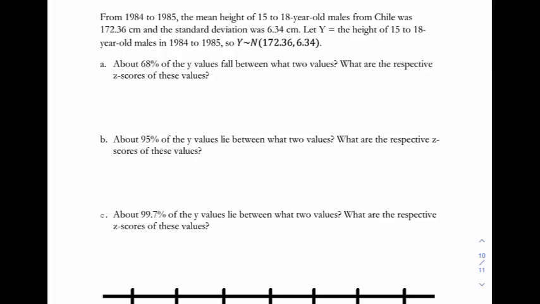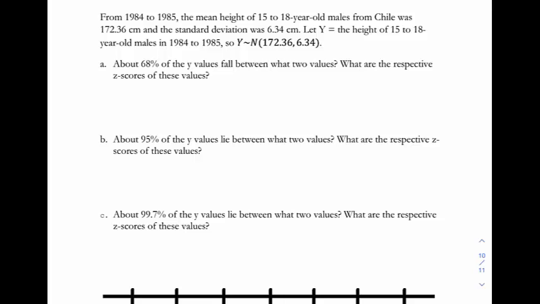Okay, in this example for section 6.1, the standard normal distribution, it says from 1984 to 1985, the mean height of 15 to 18-year-old males from Chile was 172.36 centimeters with a standard deviation of 6.34 centimeters. Let y be equal to the height of a 15 to 18-year-old male in 1984 to 85. Hence, y is a random variable with those two parameters for the normal distribution.